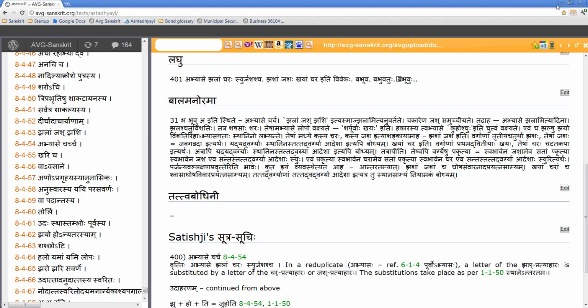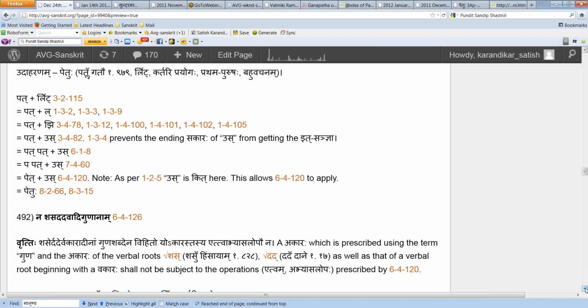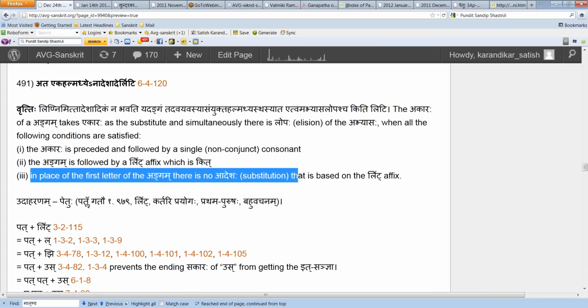Now if you look at the dhatu dad, 6.4.126 is making a negation, saying that dad will not be eligible for 6.4.120. But now one can say, wait a minute, let's remember, one of the conditions of applying 6.4.120 is that in place of the first letter of the angam, there is no adesha that is based on lit pratyaya. Now when you do the abhyasa for dad, it becomes dad, and of course haladi shesha becomes dad. Now by abhyasa charcha, we will substitute a dakara in place of dakara. Understand? Because abhyasa charcha, you have to substitute either the char letter or the jash letter. So column 1 or column 3, we have a dakara.